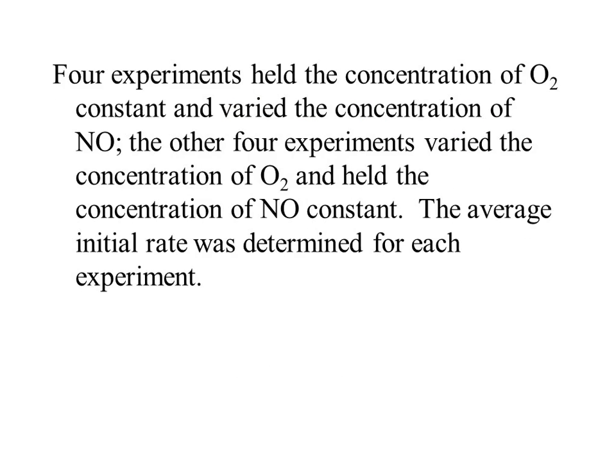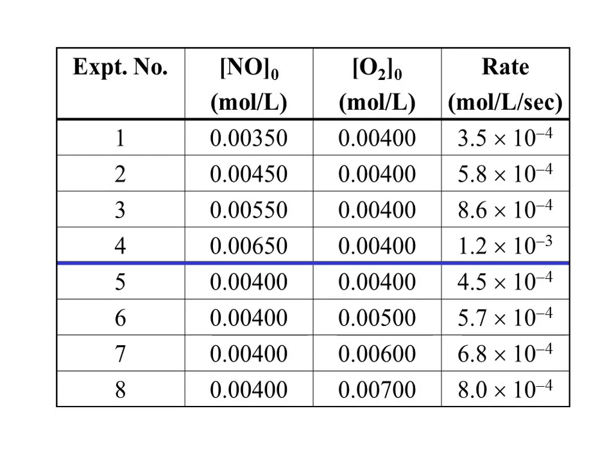Okay, so in the first 4 trials our O2 is going to stay the same. NO is going to vary, so we can get to its reaction order for the first 4 trials. And then we're going to change it up and vary O2 but hold NO constant. So here they are, here's all 8 side by side.